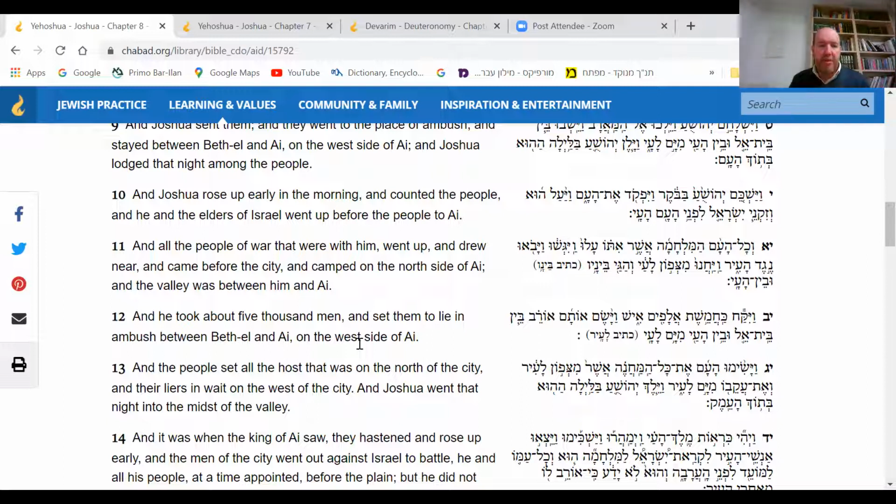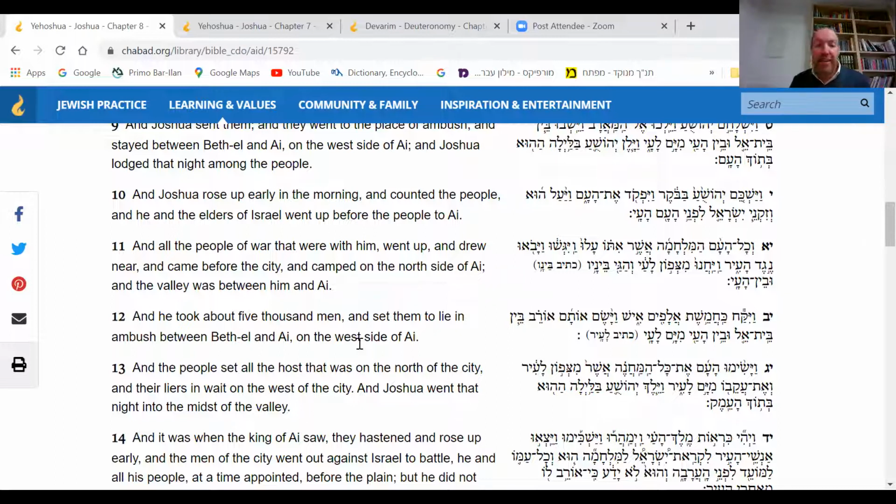And the people set all the host that was on the north of the city and their liers in wait on the west of the city. In other words, this is a term describing the ambush. The liers in wait are on the other side in the west of the city, while the main camp is to the north of the city, and the ambush waiting in the west.